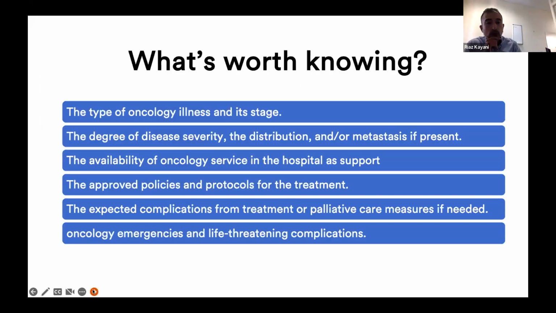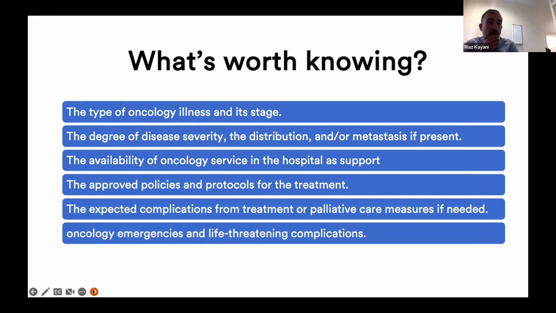So when, as an oncologist, you have interaction with an intensive care doctor, from an intensivist point of view, there are certain things that are useful to us and we may ask you. Obviously the histological illness and its stage is important, and the degree of severity, its distribution, and if there's any metastatic spread. Also the availability of what the oncology service is like, and particularly if it's the first interaction. It's important to know what support we have.